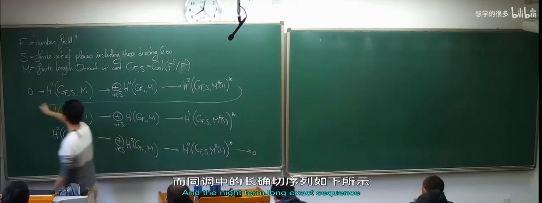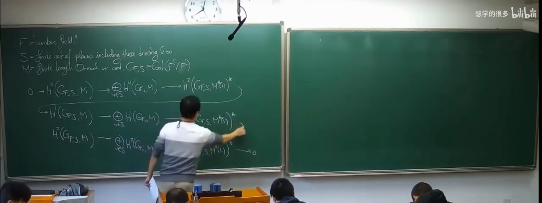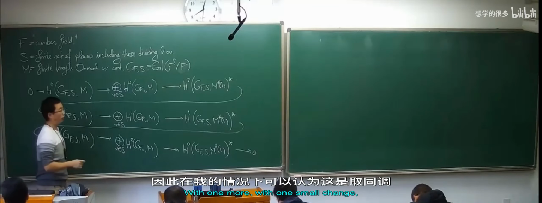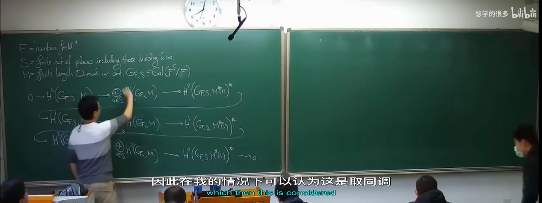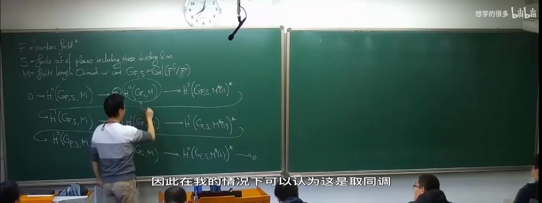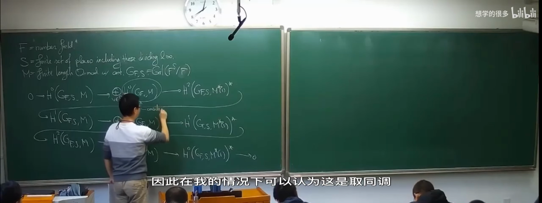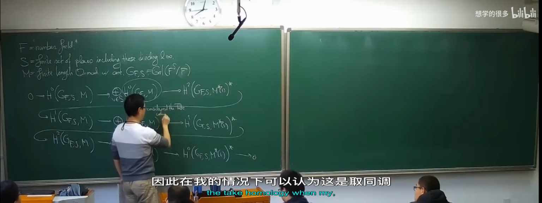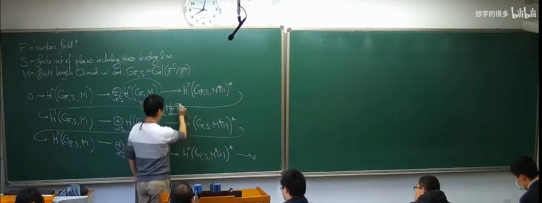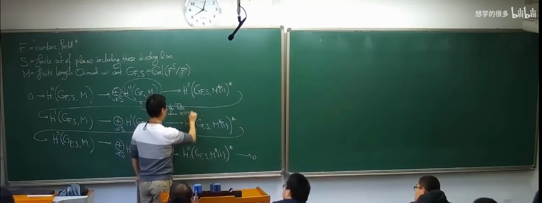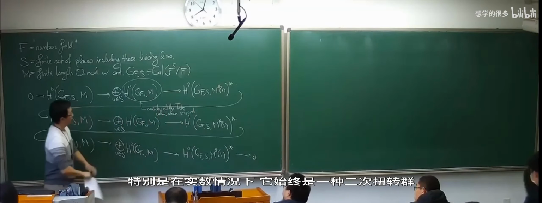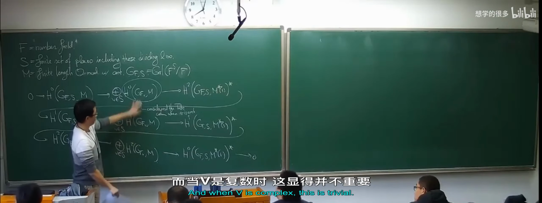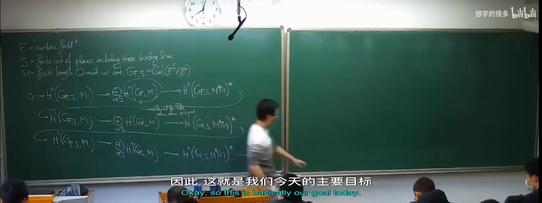And the 9-term long exact sequence goes as follows, with one small change, which is that this is considered the Tate cohomology when my V is Archimedean. In particular, for the real, it's always sort of a two-torsion group. And when V is complex, this is trivial. Okay, so this is basically our goal today.